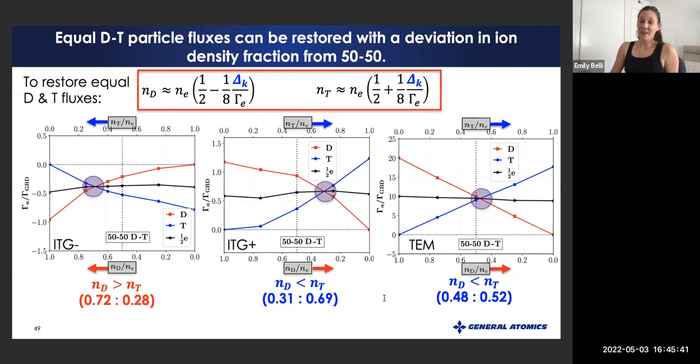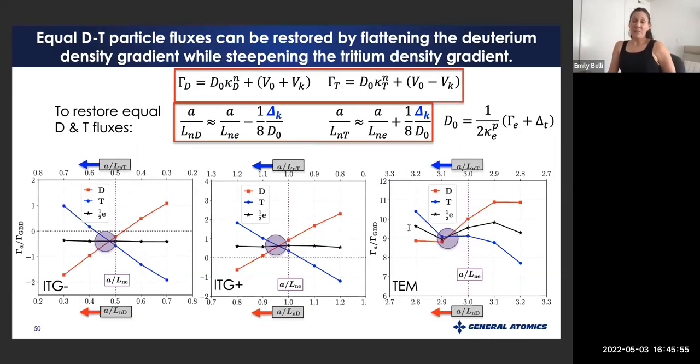But nevertheless, since gamma E is still greater than 0, like our ITG positive case, the shift towards a trend of ND less than NT is still observed to restore the equal fluxes. We can also find that equal D and T particle fluxes could instead be restored by a change in the density gradient scale lengths from the electron density gradient, again by our delta K factor of order K theta rho squared. And in each case, this is specifically by flattening the deuterium density gradient or lowering A over LND while simultaneously steepening the tritium density gradient or increasing A over LNT while still preserving quasi-neutrality.